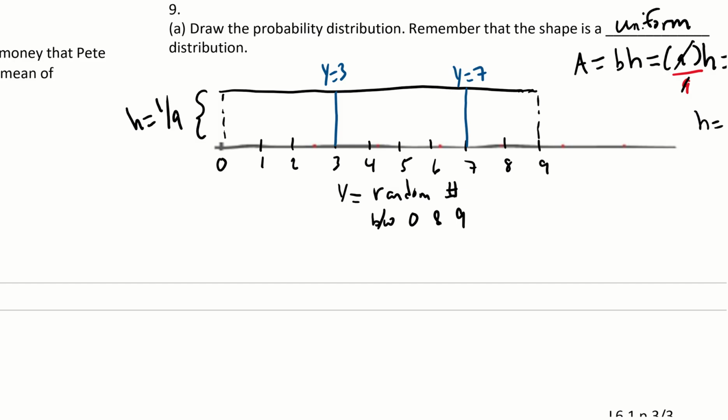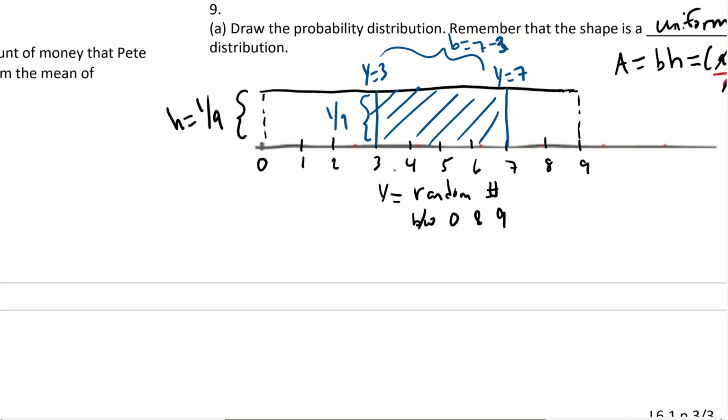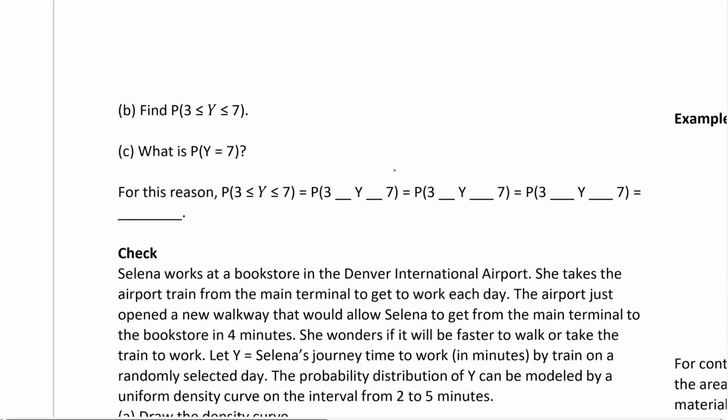All right, there you go. And then we're going to find the area underneath this part. Okay, so the area is easy. You just do the base, which is 7 minus 3, which is 4. Actually, 7 minus 3, that should be a 3 there. And then the height is 1/9, right? So you find the area of that. That gives you the probability between 3 and 9. Okay, so that's what we're going to do.